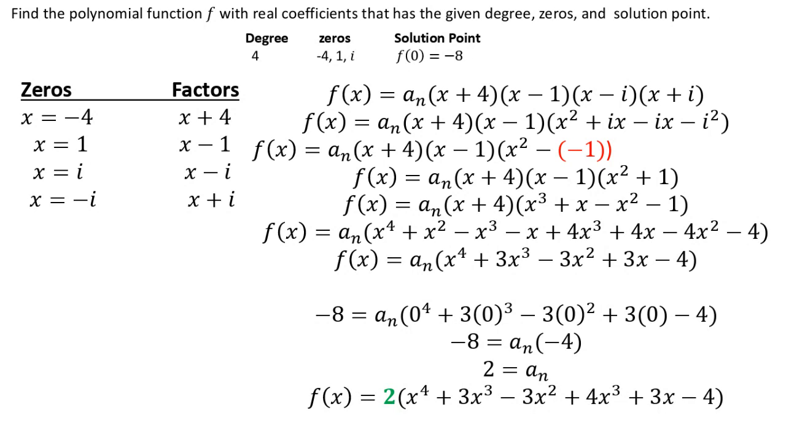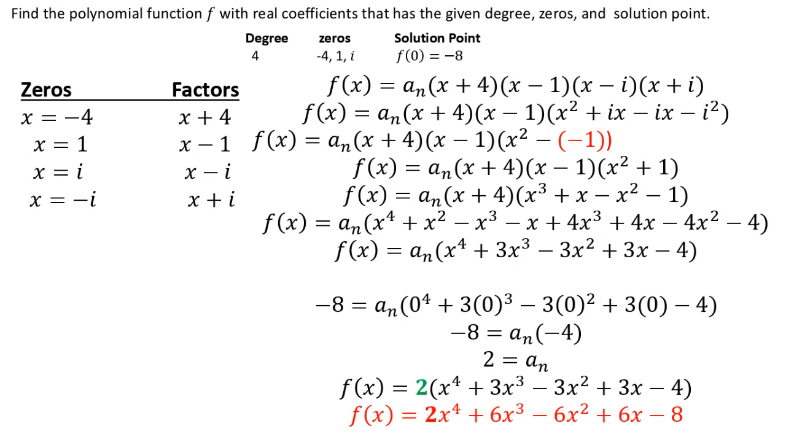But what I have to do now is distribute this 2 to my polynomial inside. And it's going to give me 2 times the x to the 4th is 2x to the 4. 2 times 3 is 6x cubed. 2 times a -3 is a -6x squared. 2 times a +3 is a 6x. And 2 times a -4 is a -8.